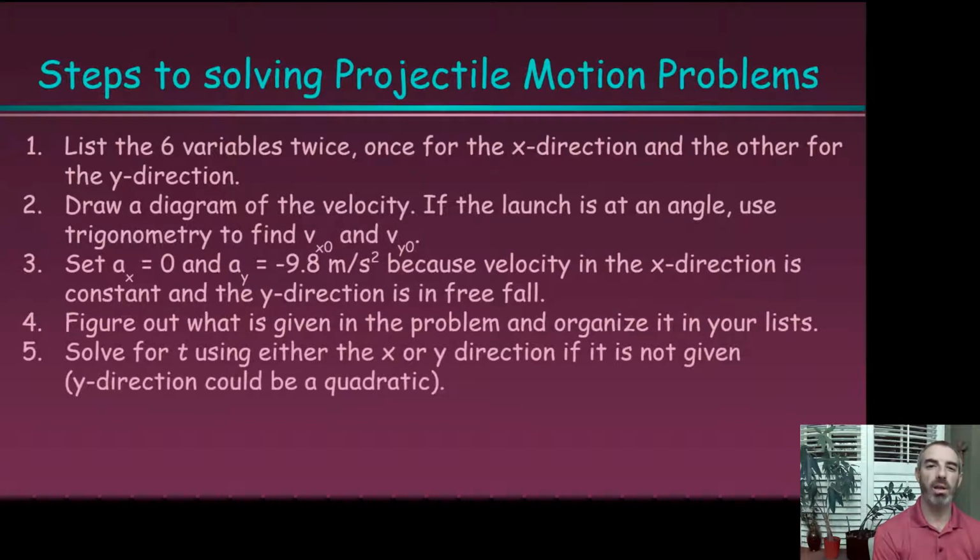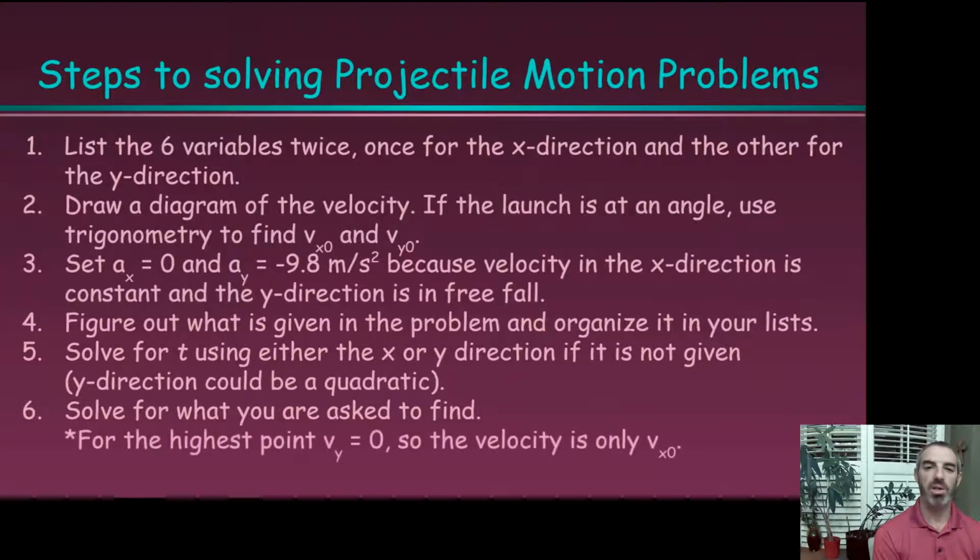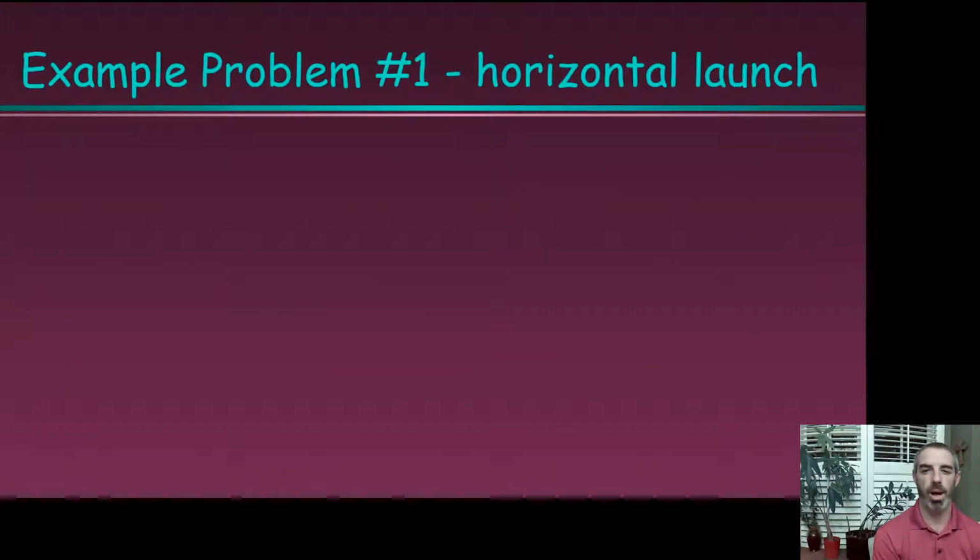And then most likely you're going to solve for time in either the x or y direction if it's not given. The y direction could be a quadratic, and we'll look at that in the next video. Then you're going to solve for what you're asked to find. Now, a couple tips: at the highest point, the final y velocity is going to be 0. So if it asks about the final height, the y velocity is 0. And that means it only has the initial x velocity at the highest point. So that's important information to keep in the back of your mind.